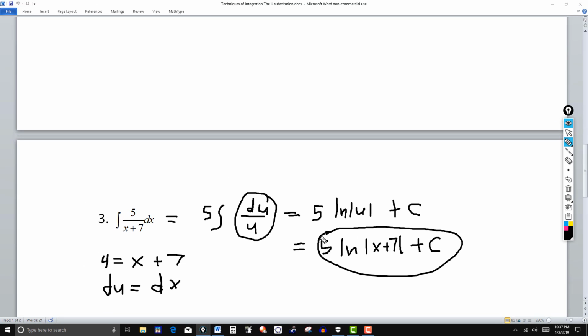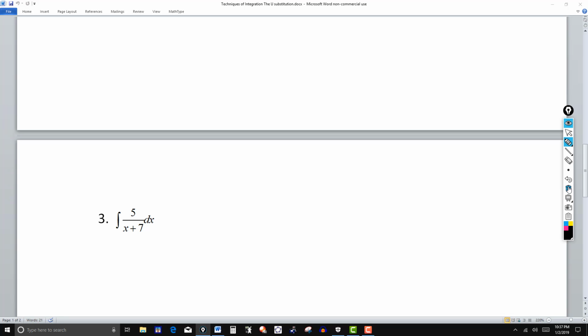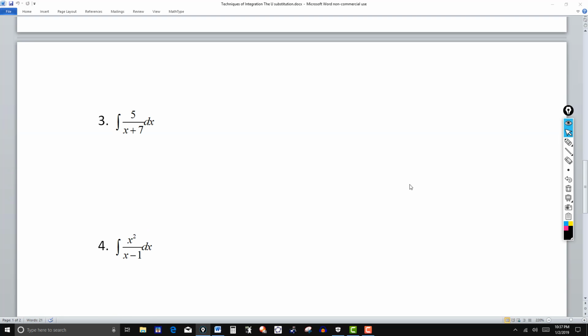Now feel free to stop the video if I'm going too fast through these. I want to clear this. Go to the next one. So this one here, you've got x squared over x minus 1. If that x squared on top were just a 1 or a constant, then number 4 would be just like number 3. We would take the same approach and it would come out to the natural log of absolute value of x minus 1 plus a constant. But this x squared makes it a little bit more involved.